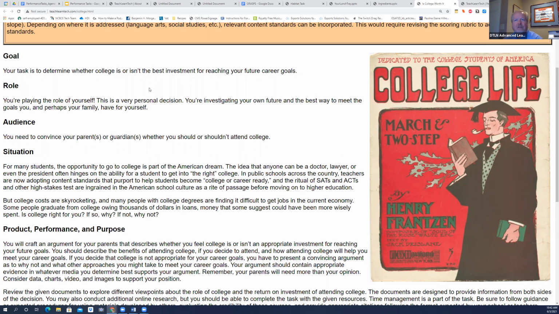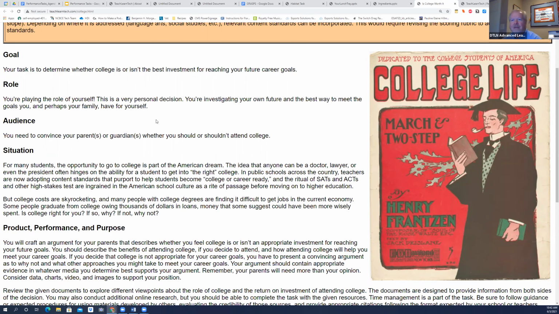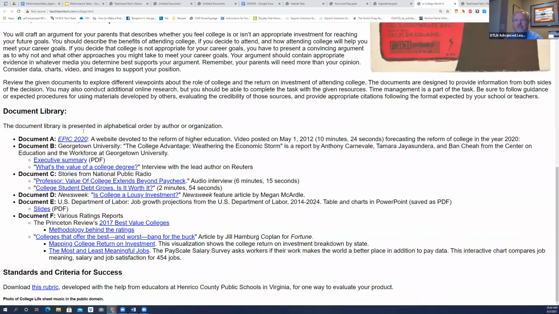We weren't saying college was good or college was bad. We just said, you need to figure out if it's right for you and convince your parents whether you should attend. So that's the audience, the real world audience. And of course, we gave them documents on both sides, for and against the idea of going to college.